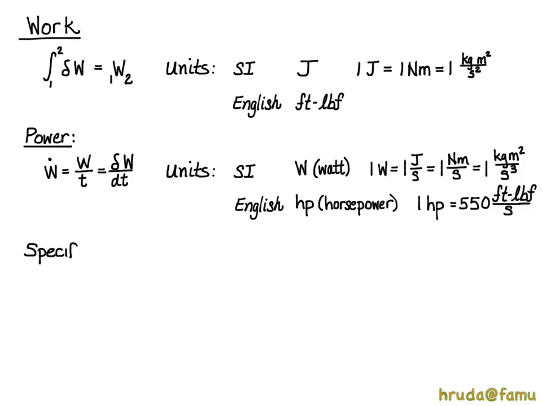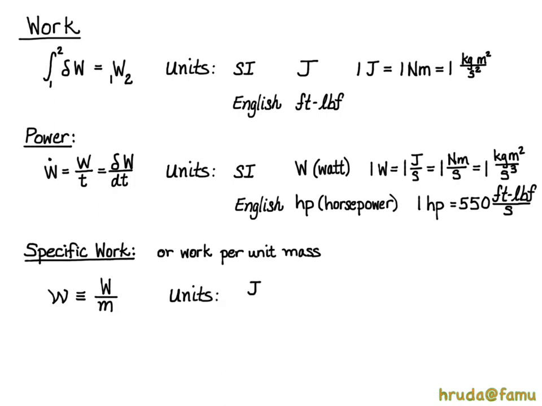Now, sometimes we'll use something else, which is specific work. That's a lowercase w. That is work per unit mass. That lowercase w is defined as work over mass. It will have units of joules per kilogram, kilojoules per kilogram, or foot-pound forces per mass pound, or pound mass.